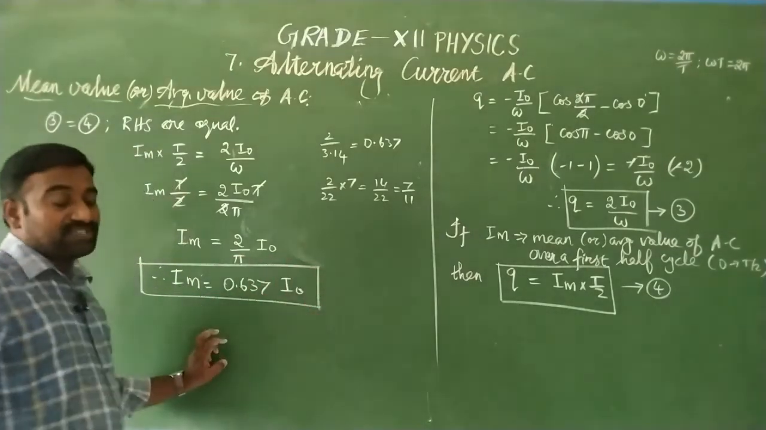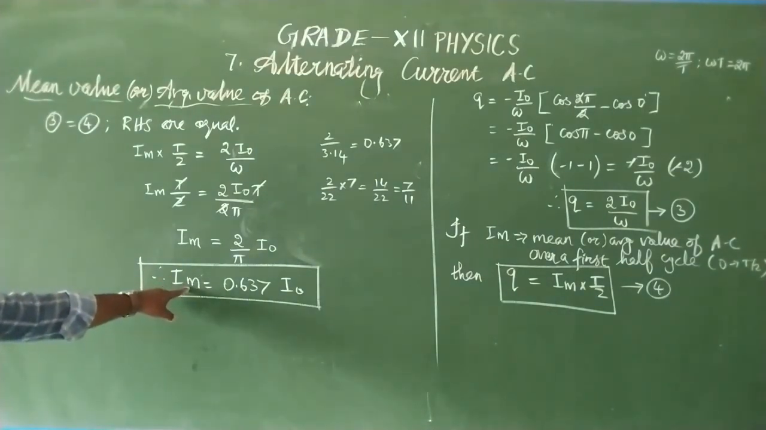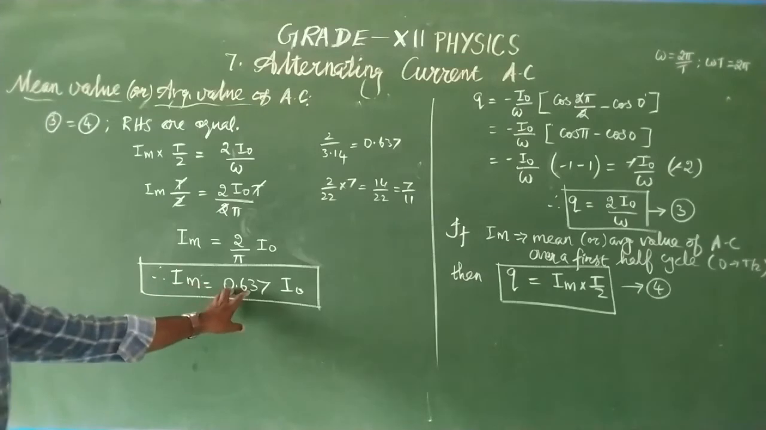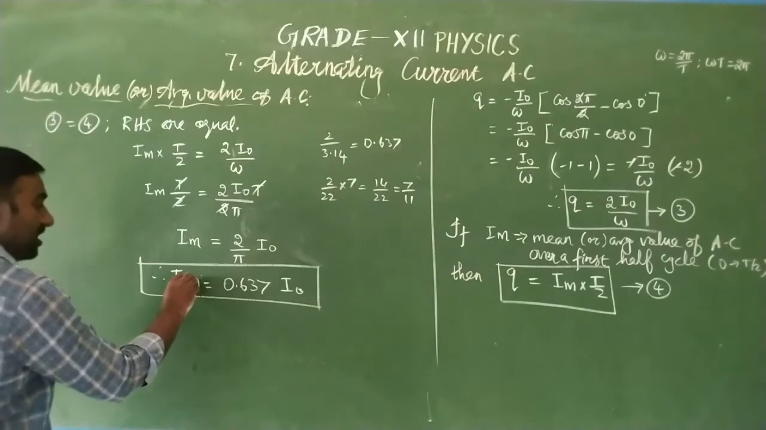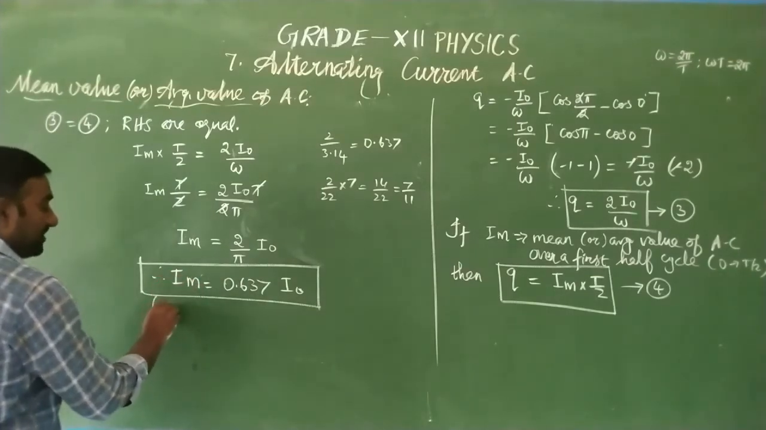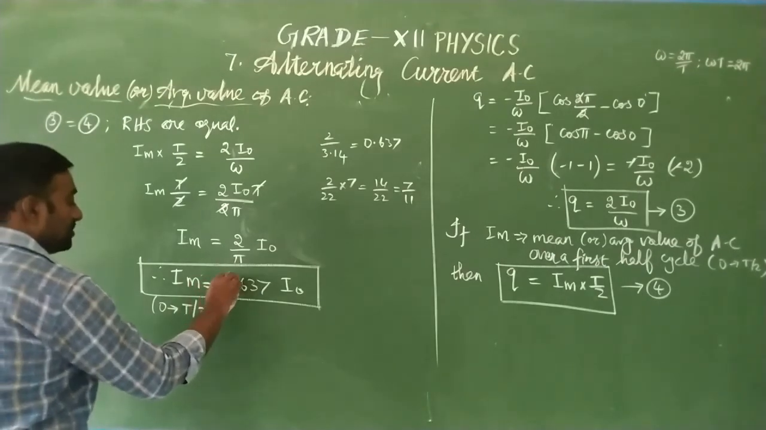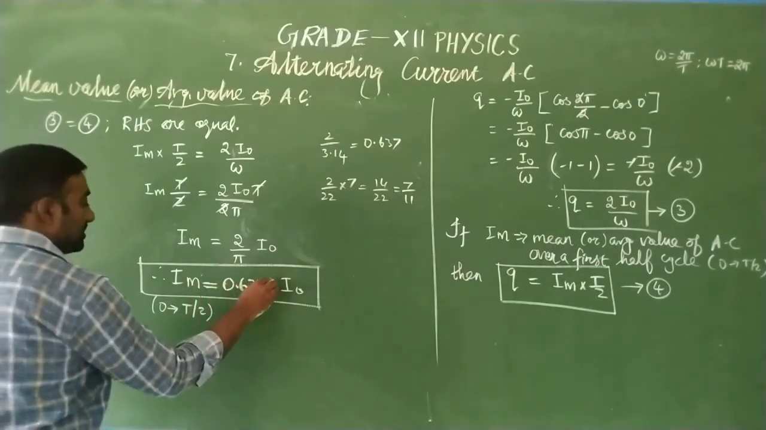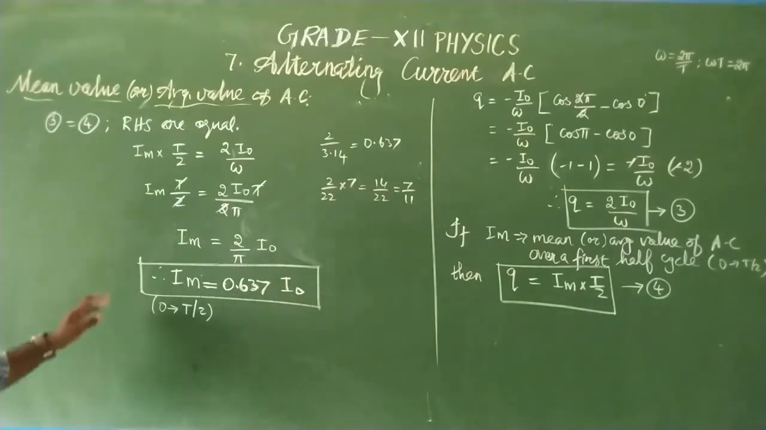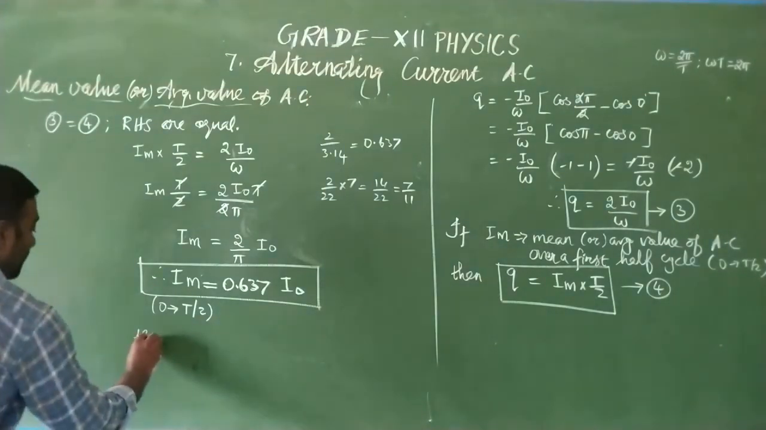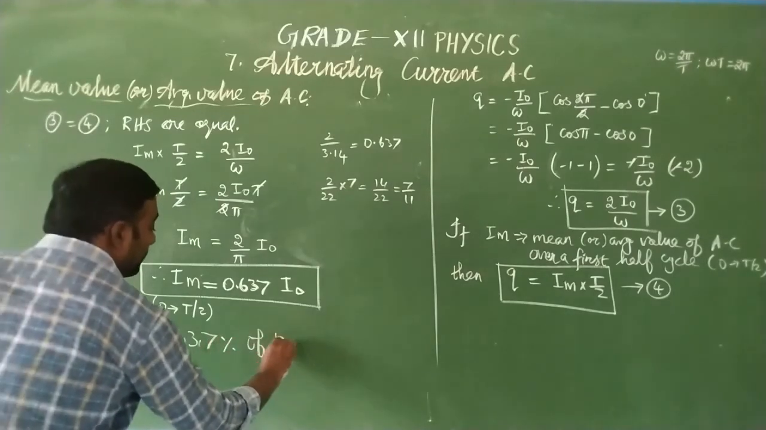So what does this equation represent? This equation represents that the mean or average value of alternating current over the first half cycle is 0.637 times the peak value of AC. The mean or average value of the current over the first half cycle, that is from 0 to T by 2, is 0.637 times the peak current. I naught is the peak value of the current. That is, we can say 63.7% of the peak value.